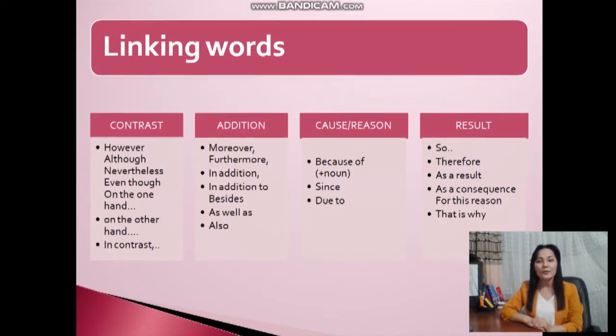To express cause, because of, since, due to, you can use these expressions in order to express causes. And if you express causes in your essay, you have to express results, effects of them. In this case, you can use so, therefore, as a result, as a consequence, for this reason, that is why.